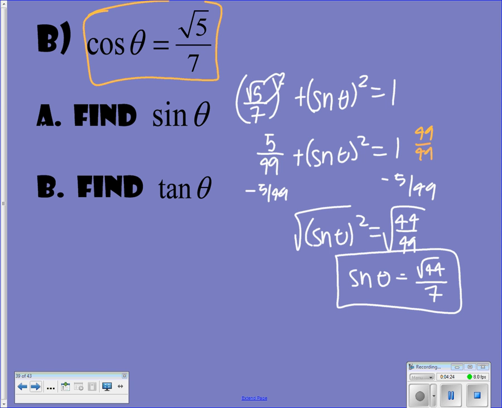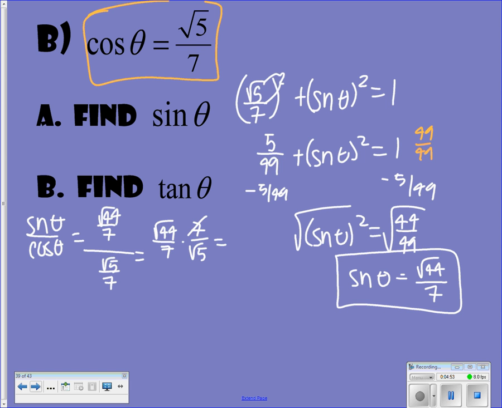So that's my answer for part A. Part B wants a tangent. I know the tangent is sine over cosine, and the sine we just found is the square root of 44 over 7, over the cosine, which is the square root of 5 over 7. This is just algebra. When we are dividing fractions, we can multiply by the reciprocal. Keep the top one the same and flip the bottom fraction. Again, simple algebra, the 7s should cancel, so we're left with the square root of 44 over the square root of 5.